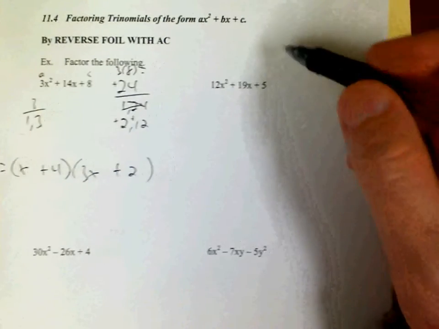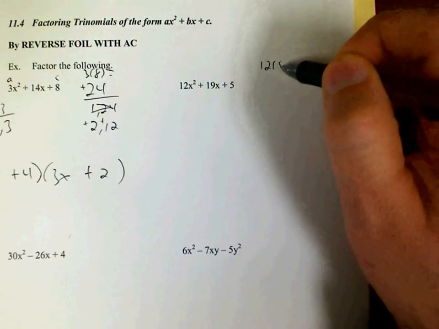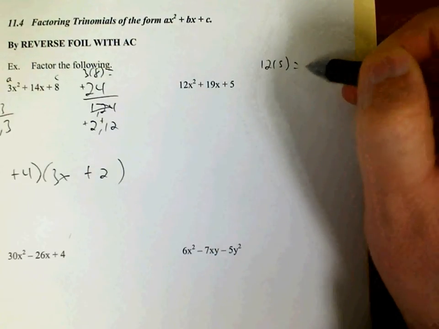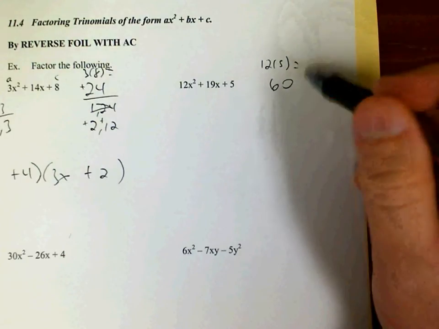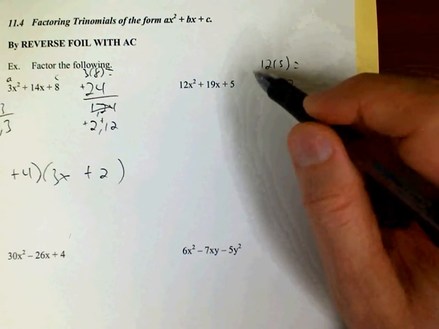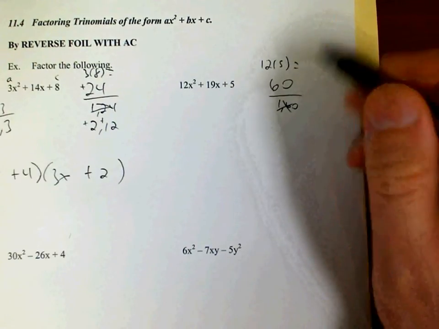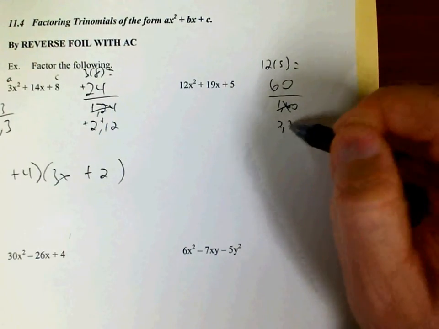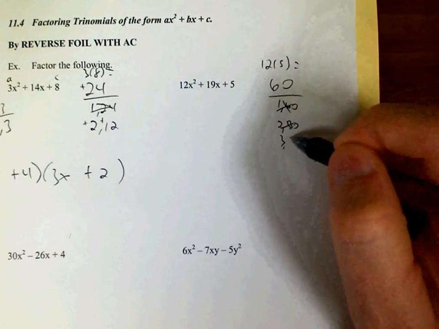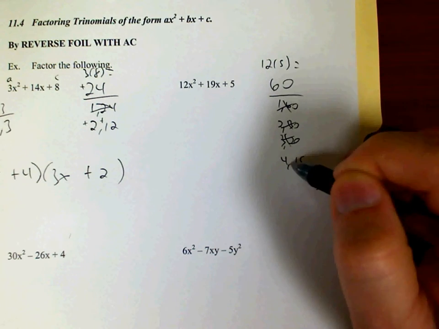Let's do this next one. Let's take the a times the c, which is 12 times 5, which is 60. Now when you start listing factors of 60, let's just do it. 1 and 60. We need to get 19 when we add those. We don't get a 19. 2 and 30 won't work. 3 and 20 gives us 23, but not 19. 4 and 15 will work.